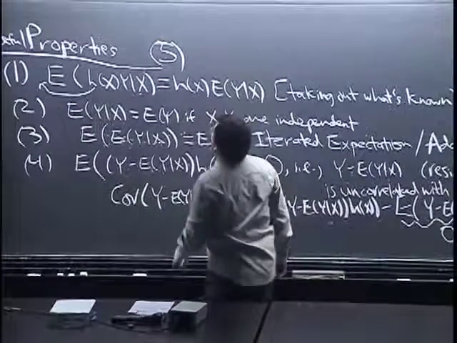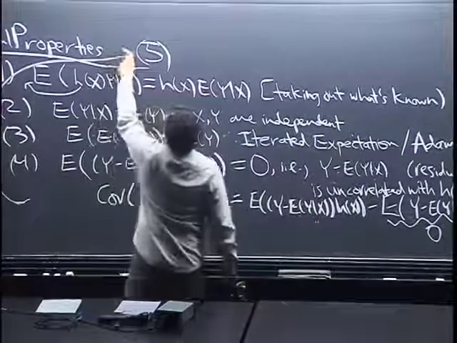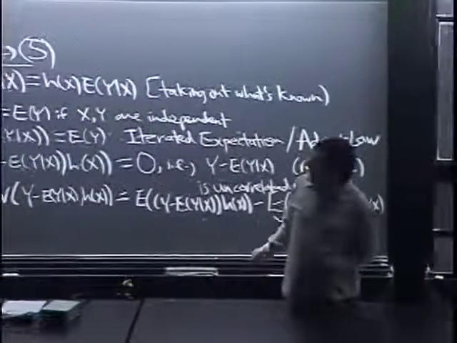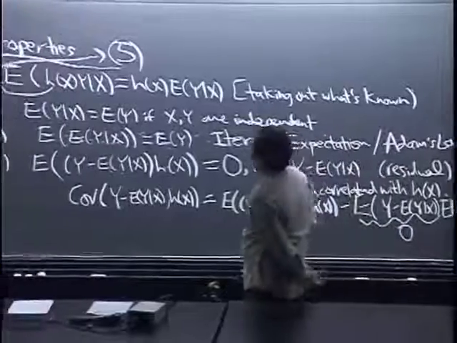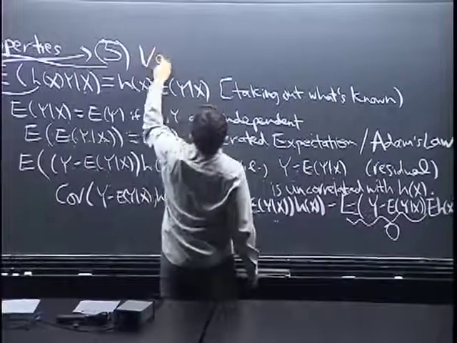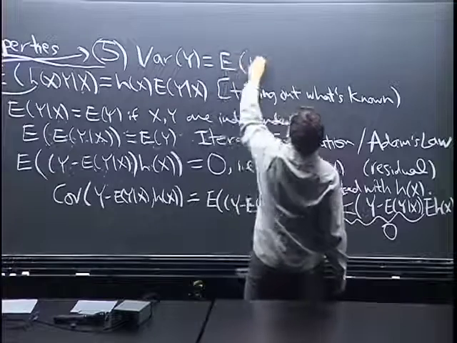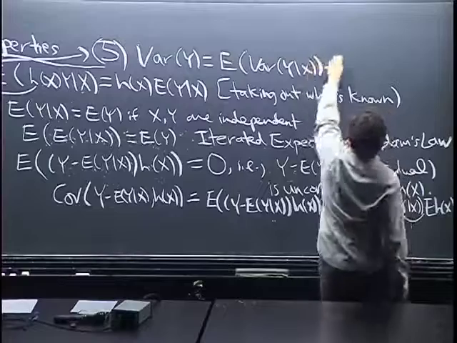And then, okay, now we have one more property. Property 5, I'll write up there, easier to see. These are 4 properties of conditional expectation, and it would be sad not to give at least one property of conditional variance. All right, so the property is that the variance of Y equals the expected value of the conditional variance plus the variance of the conditional expectation.